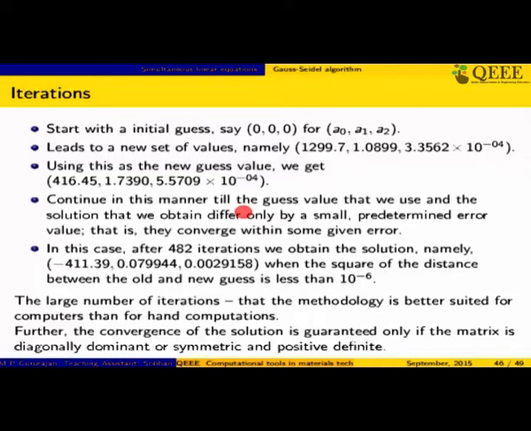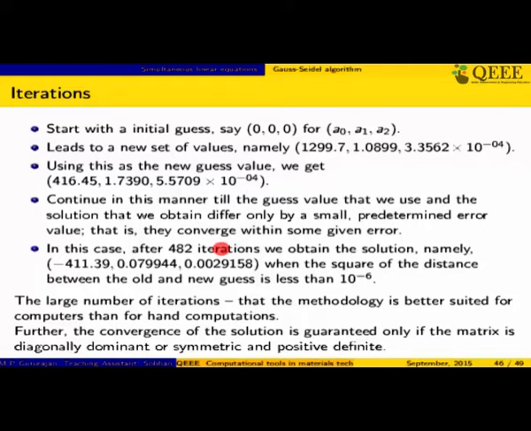Okay, so these errors have different names: L1, L2, L0, L infinity norms and things like that. So you can calculate whichever error you like, and you can predetermine that unless the error becomes less than this value, I am going to keep doing the iteration. Okay. So in this case, after about 482 iterations, and obviously I didn't do it by hand, these are the first few iteration values.